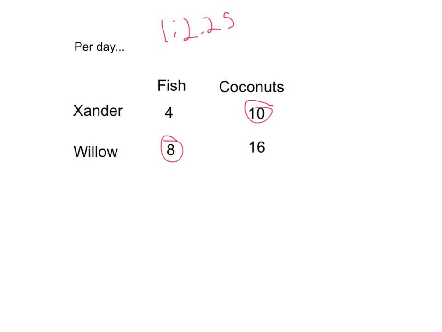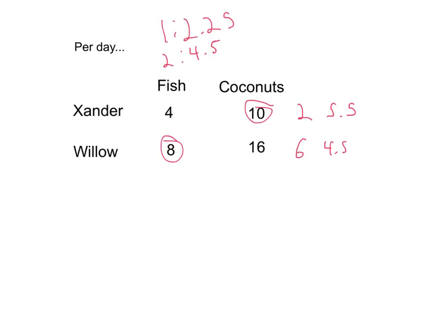So let's say that Willow makes her 8 fish and she trades 2 over. So she's left with 6 and Xander has 2 fish. Okay, and they trade 2 fish for 4.5 coconuts. So Willow now has 4.5 coconuts, and Xander has 5.5 coconuts, and that's with trade. But how well could they do without trade?